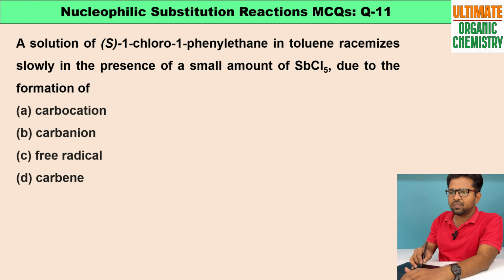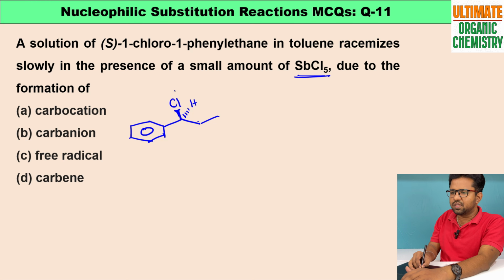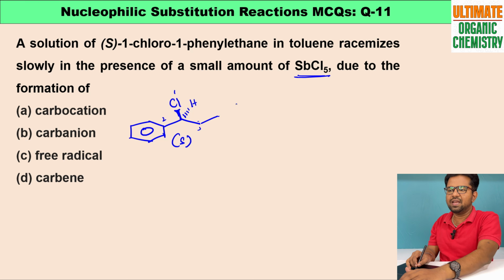Question number 11. A solution of S-1-chloro-1-phenyl ethane in toluene racemizes slowly in the presence of a small amount of antimony pentachloride due to the formation of... So let me draw the reactant configuration and the structure. So this has 1, 2, 3 arranged in anticlockwise direction. So the configuration is S. Right. So this is S-1-chloro-1-phenyl ethane.